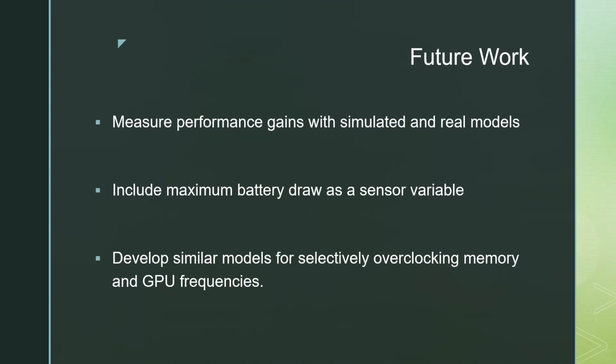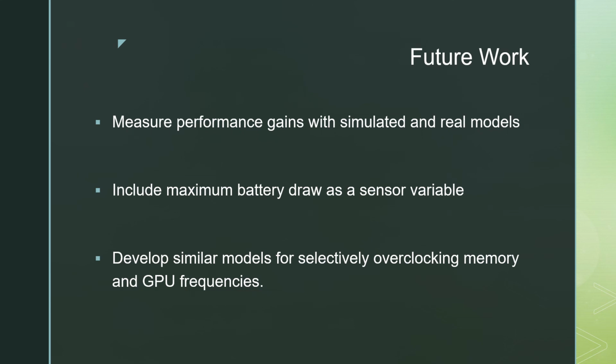So that concludes our experiment, but where do we go from here? First, measure performance gains from simulated and real models, to figure out exactly how much we're gaining from these. There are online overclocking simulators that we could use to take advantage of that and at least get an idea of what kind of performance gains this provides.